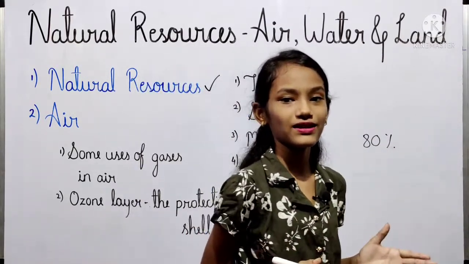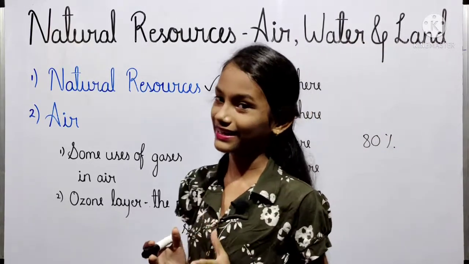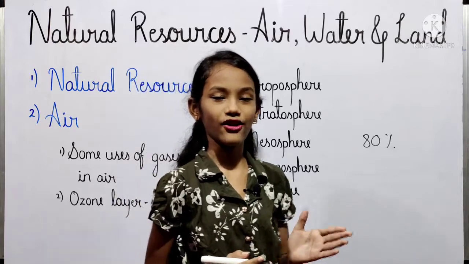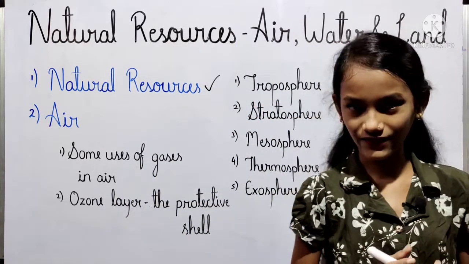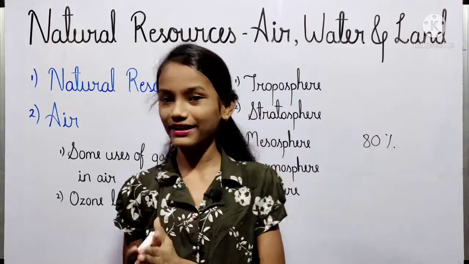Then the seventh one is the krypton. It is used in the fluorescent tubes. तो क्रिप्टॉन का इस्तेमाल हम फ्लोरोसेंट ट्यूब में करते हैं. Then the eighth one is the xenon. It is used in the flash photography. तो जो xenon होता है उसका इस्तेमाल हम फ्लैश फोटोग्राफी में करते हैं.